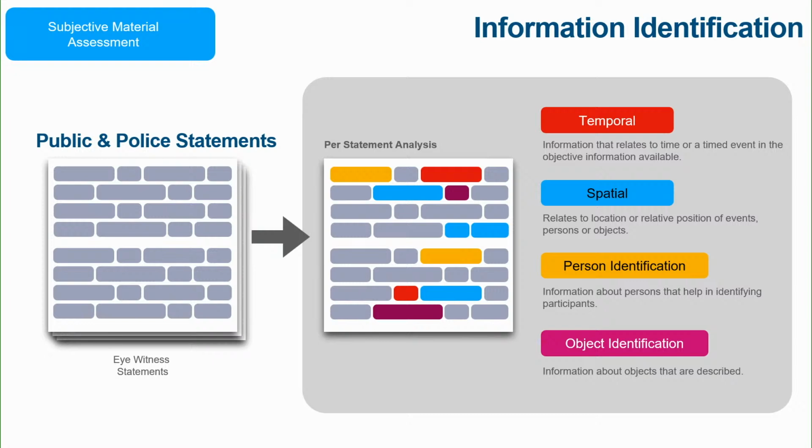The next is spatial, and this relates to a location or relative position of the events, of a person or an object. For example, this could be when somebody's talking about a road name as they're approaching a scene to say which direction they're coming from. Or it could be an observation of a person or a vehicle within the scene as well.